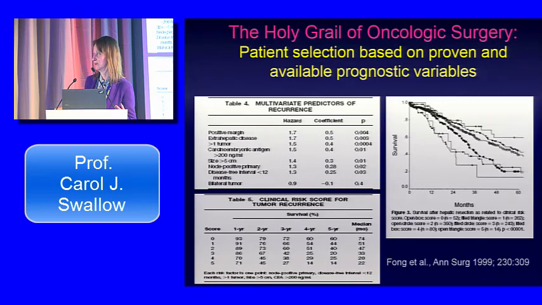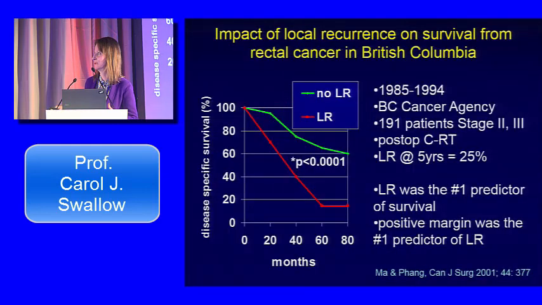All of us are familiar with the Fong score, which Yumin also reiterated last night, which can give you a good index of whether this patient will recur or not after having a liver metastatectomy. Are we heading anywhere near to this for locally recurrent rectal cancer?